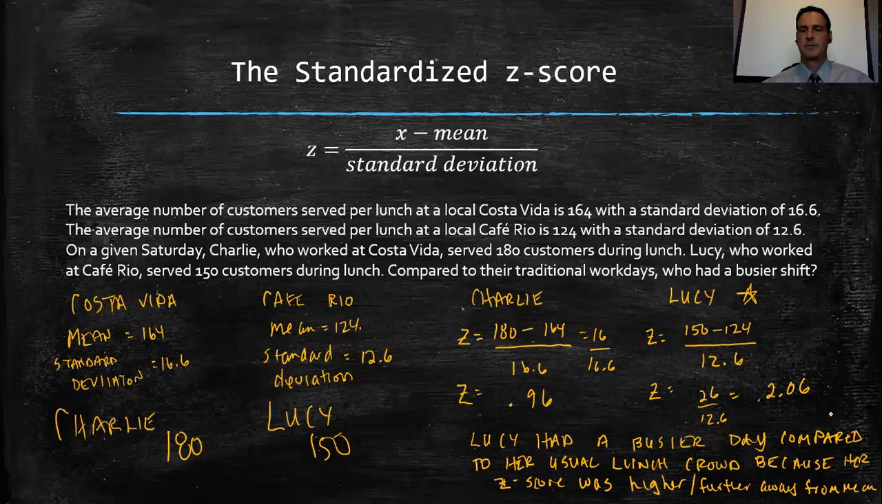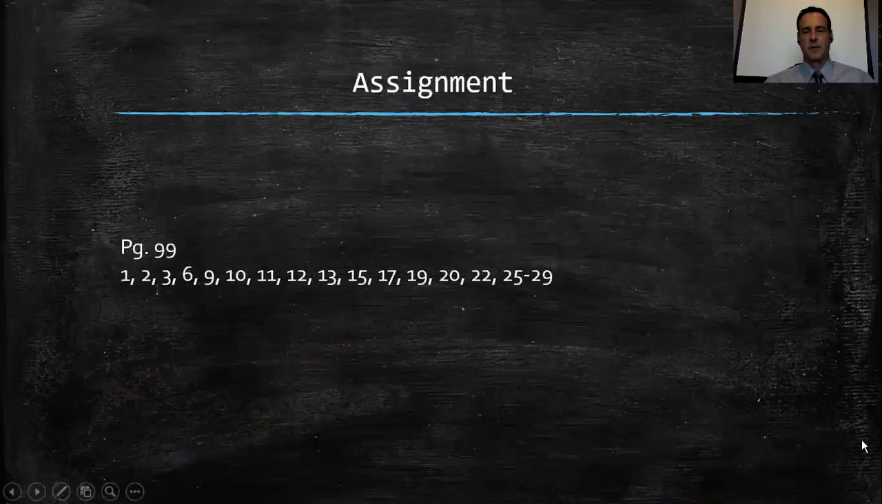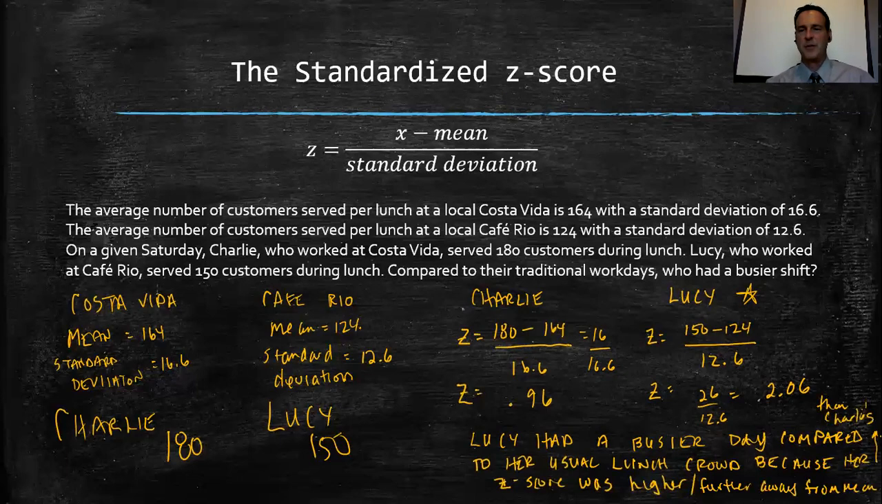I'm out of space. Okay, and there you go. Let me go back to that just so you can write the rest of that down in case you missed it. Again, look who has the bigger z-score. His was 0.96, hers was 2.06. Because hers was a little bit higher compared to Charlie's in a more positive direction, it means she was a little bit busier compared to what she was used to.